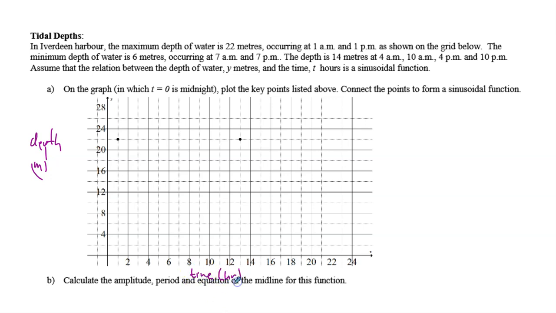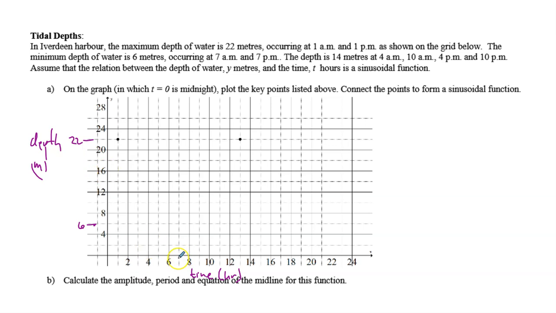in hours, occurring at 1 a.m. and 1 p.m. So 1 p.m. is 13 hours after midnight. So this time is time after midnight. The minimum water depth is 6 meters. Okay, so there's 6. Right, here's 22.